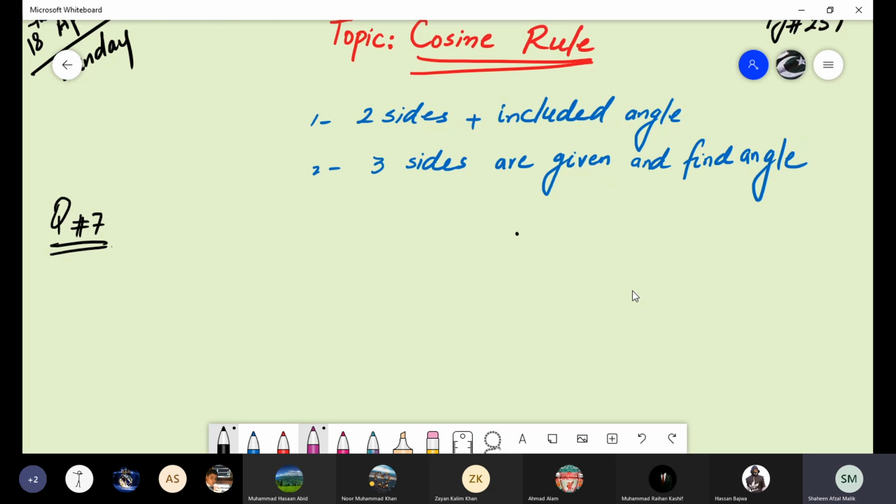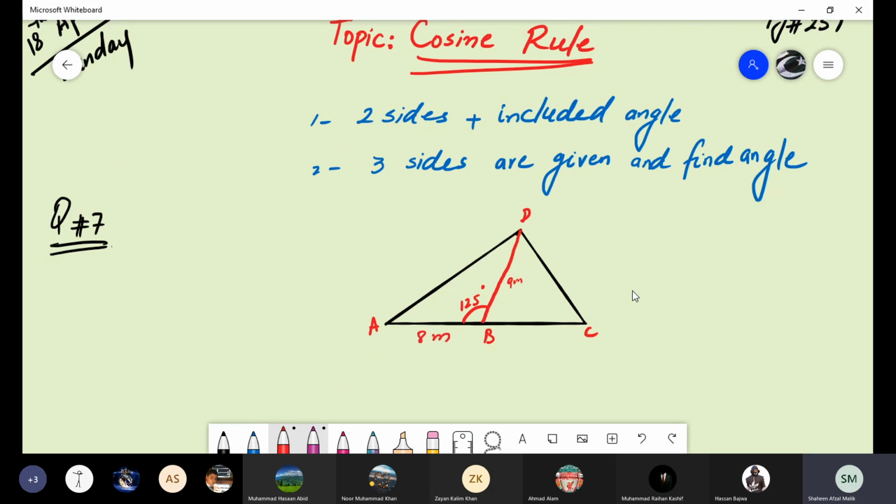And the triangle is of this shape. We have a straight line here, then one line here, and then one line here, and there is one line coming from this point and it is like this. Okay, so now I'm going to do the measurements. This angle is 125 degree. This is a triangle A, B, C and D. This measurement is given, that is 9 meter. This is given, that is 8 meter.